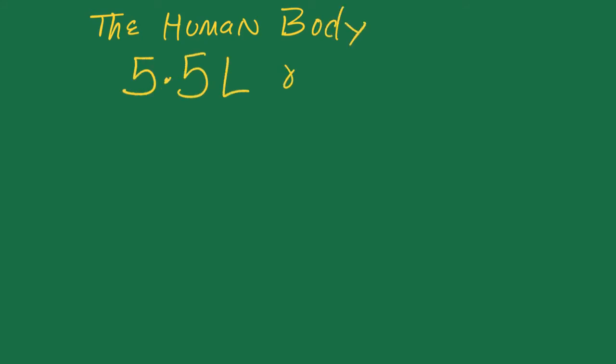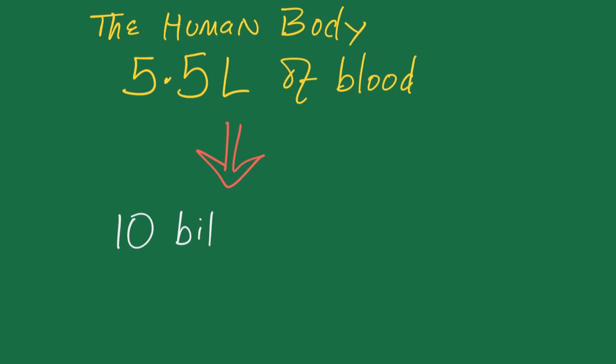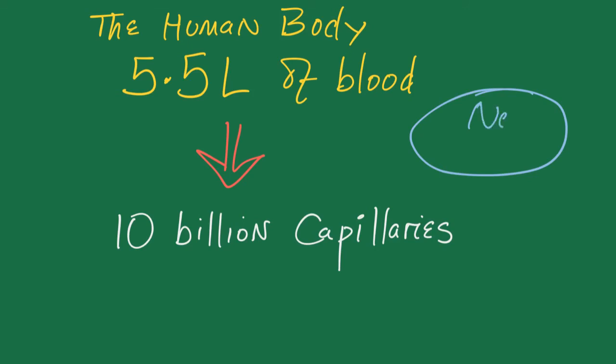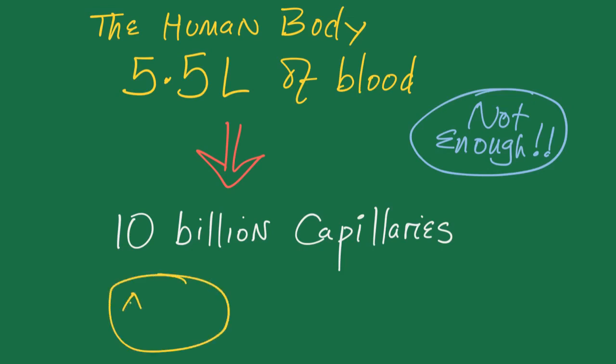The human body has 5.5 liters of blood on average. However, we also have 10 billion capillaries in the body. These 10 billion capillaries are found in capillary beds, and each capillary bed is delivering oxygen and nutrients to a small part of a tissue. This is simply not enough. We don't have enough blood to reach every single capillary bed in the body at any given time. So we've got to choose.